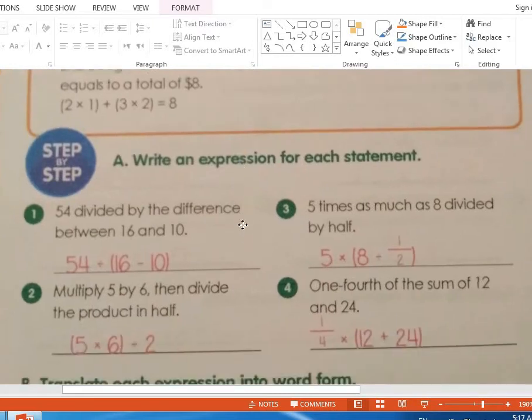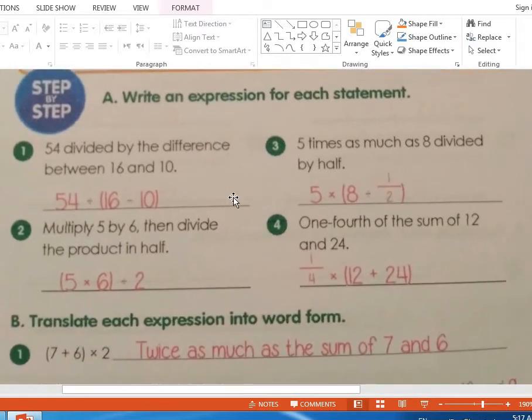Okay. Write an expression for each statement. 54 divided by the difference between 16 and 10.